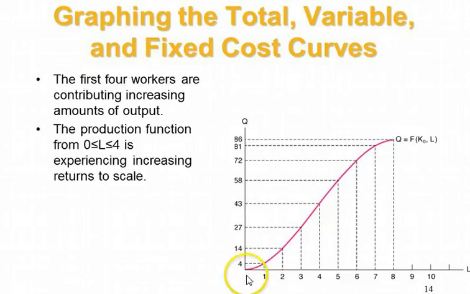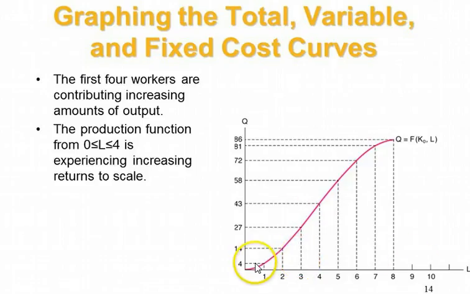And you can see from 0 to 4 workers, this production function is experiencing what we call increasing returns to scale. That's a fancy way of saying each additional worker is contributing more than the previous. So the first worker contributed 4 units. The second worker contributed 10. The third worker contributed 13. And the fourth worker contributed 16. So each additional worker was more productive than the last. That's increasing returns to scale.